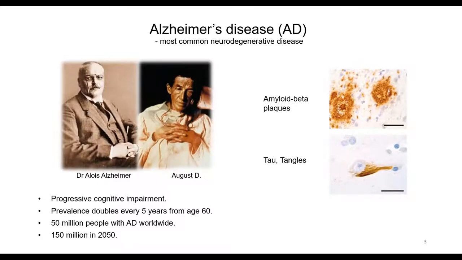Alzheimer's disease is the most common cause of dementia. About 15 million people worldwide are living with Alzheimer's disease, and this number is projected to grow to 150 million in 2050. Alzheimer's disease is hallmarked by two pathological protein aggregates, amyloid beta plaque and the neurofibrillary tangle formed by hyperphosphorylated tau, shown on the right side of the slide.